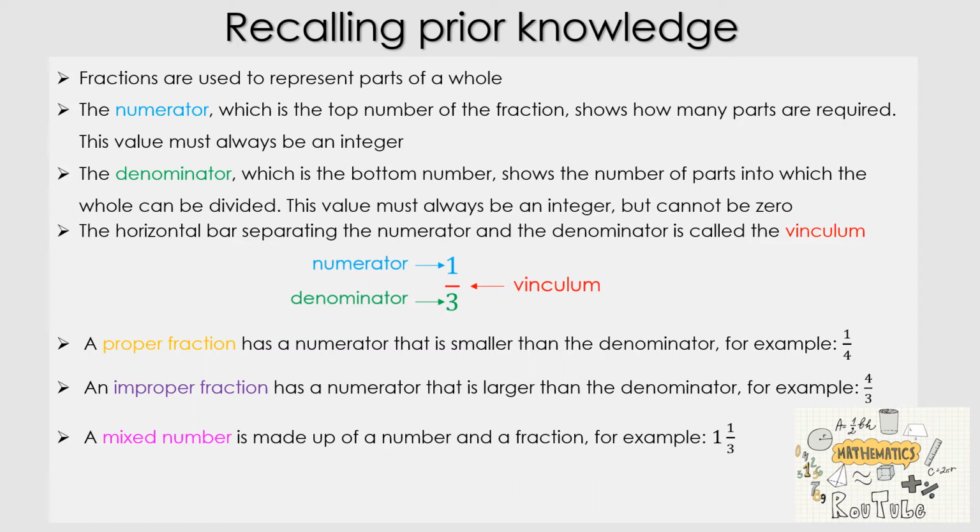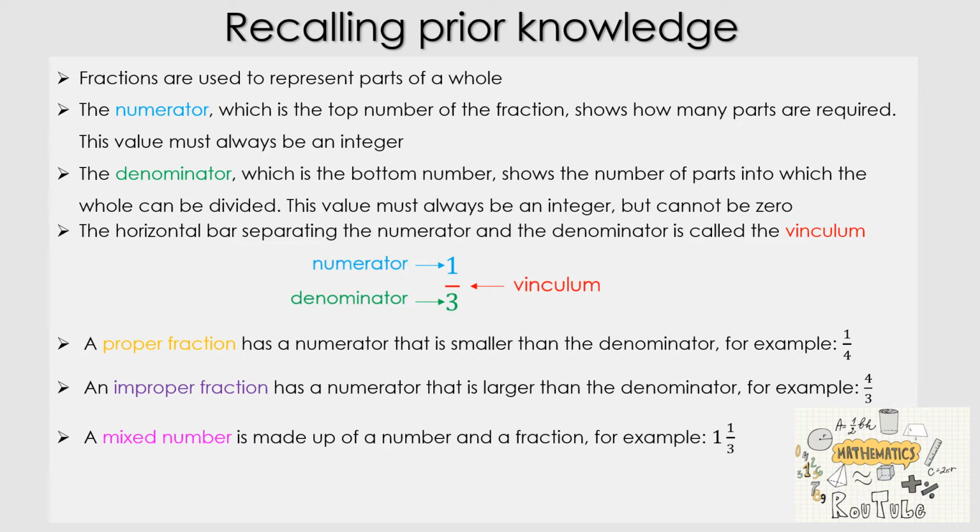A proper fraction, this is one that most people are probably more familiar with. A proper fraction has a numerator that is smaller than the denominator. So for example, we have 1/4 or 1/3 or 1/2 or 1/5. Okay, there's plenty of them out there, and plenty of them I'm sure you have seen before. An improper fraction has a numerator that is larger than the denominator. For example, we have 4/3 or 5/2 or 6/4 or anything where the numerator is greater or larger than the denominator.